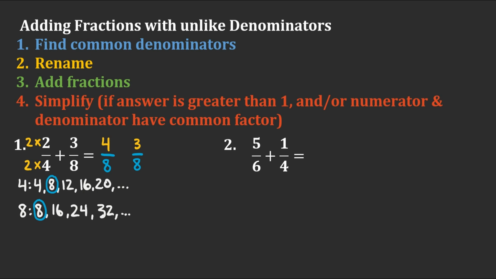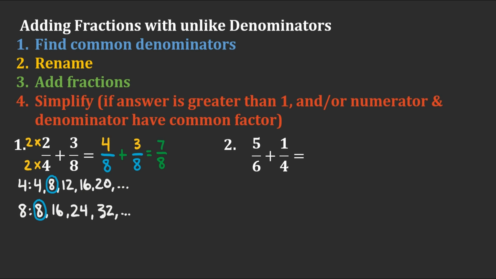Our third step is then to add our fractions together. And now that we have common denominators, we just proceed like normal. Our denominator stays the same when we add fractions. Our operation of addition only works on our numerators. So we say 4 plus 3 is 7, and 7/8 is our answer.